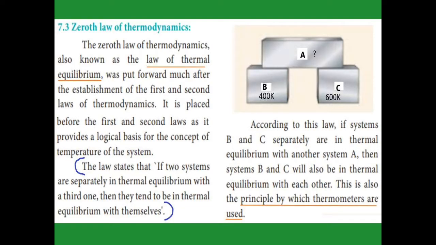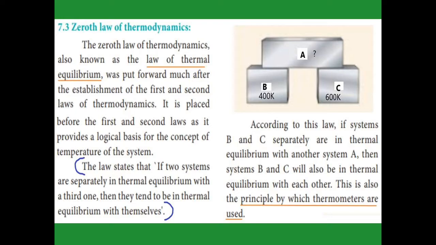Zeroth law of thermodynamics. See the diagram. B and C are considered as systems. The B system is at 400 Kelvin, the C system is at 600 Kelvin, and both are separated. Separated means isolated, and there is one common system, the A system, common to the B system and the C system. Okay, now what will happen to the temperature of A? Slowly the heat from B to A will transfer. The same way, C to A also transfers.